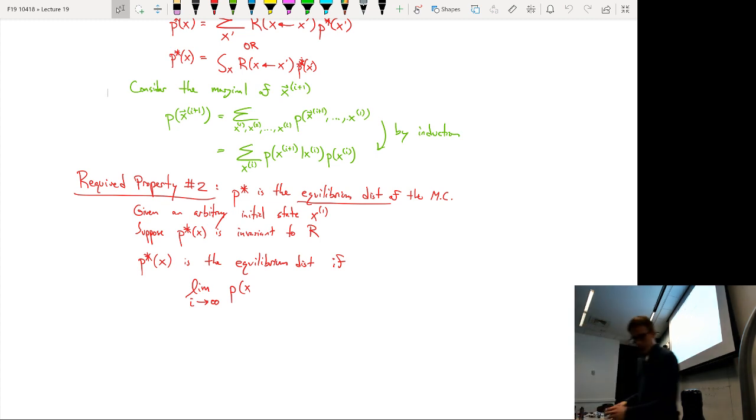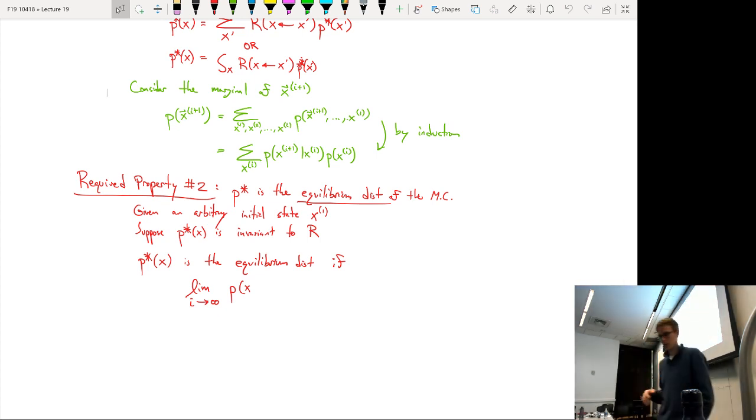Okay, so the second statement, the equilibrium distribution statement, is saying that as i increases, as we take more and more steps in this Markov chain, the marginal distribution P of xi is approaching P star of x, the distribution that we actually want.